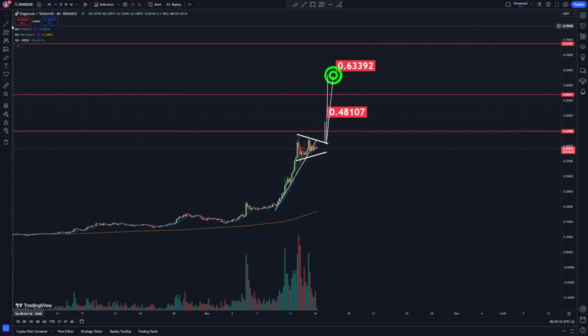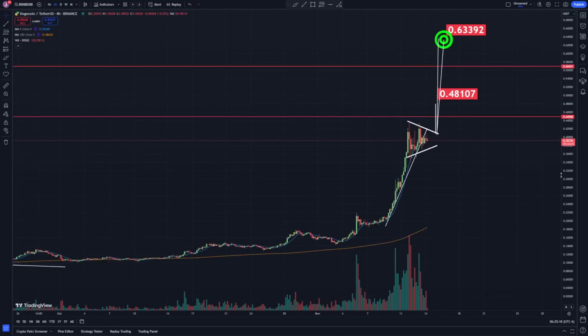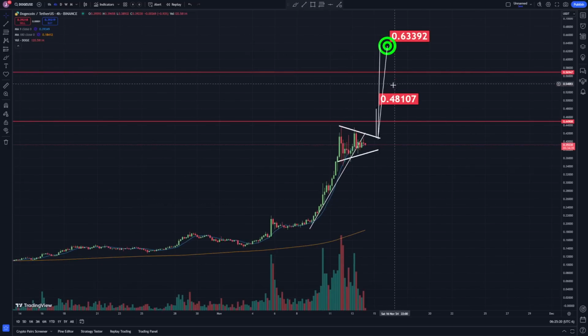So I think the main thing that I'm watching right now is this flag pattern. It could potentially be a good pattern. 0.633 or 0.481. It's not perfect, but around those areas, and then you can see how I target it once it does break out. Then you can do it on your own chart on tradingview.com. That's what I'm looking at right now.